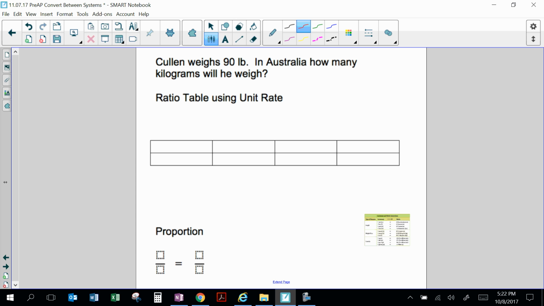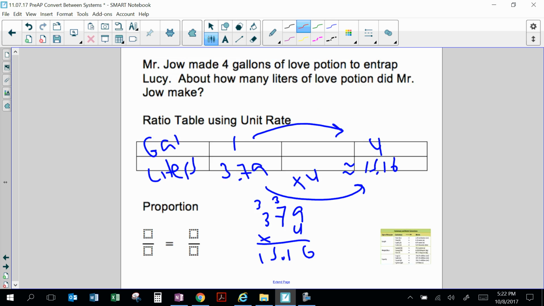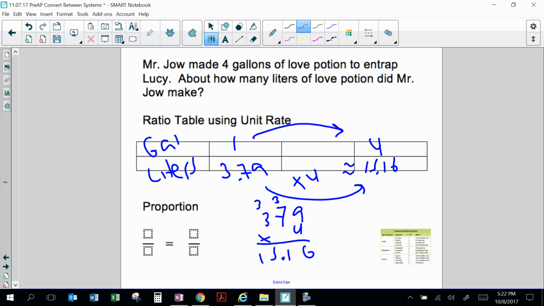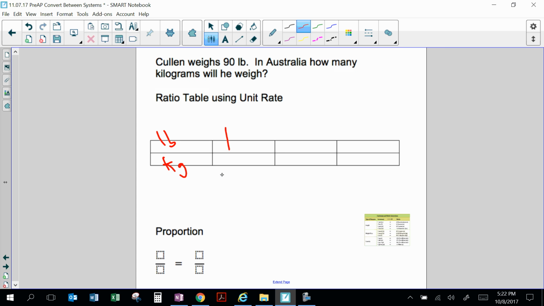Colin weighs 90 pounds in Australia. How many kilograms is that? So kilograms and pounds. 1 pound is about 0.45 kilogram. So if he weighs 90 pounds here in America, I did teach him last year, he's Australian. How do you turn 1 pound into 90 pounds?